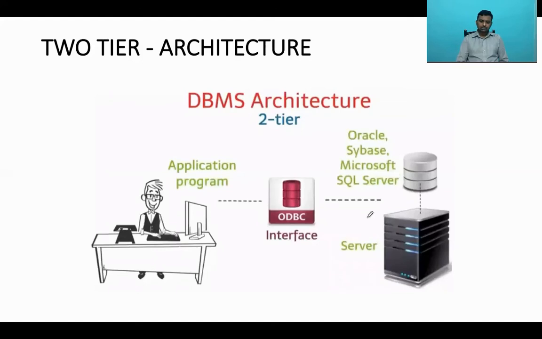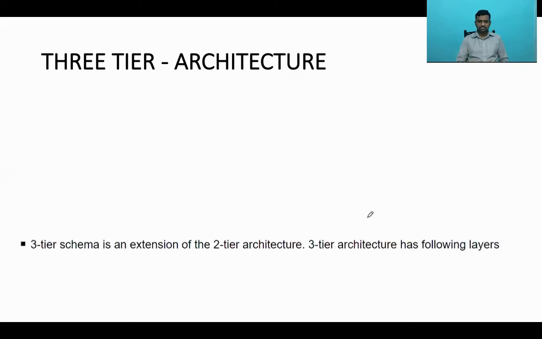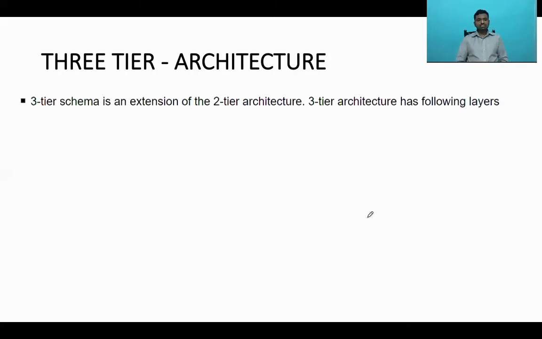Right, so let me go ahead with three-tier architecture. As I said already, in one-tier architecture everything is going to be in a single system. When I say two-tier architecture, it's going to be in two different places: one is your client, another one is your server. When I say three-tier architecture, what are these three tiers going to have? Let us see that. This three-tier schema is an extension of your two-tier architecture. Already we have a two-tier architecture, which is a client-server architecture. Now we are going to see three-tier, which is an extension of it, right?